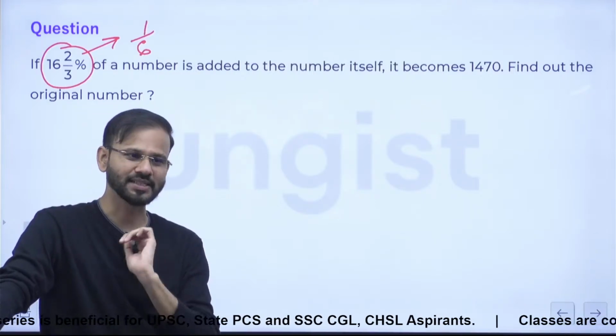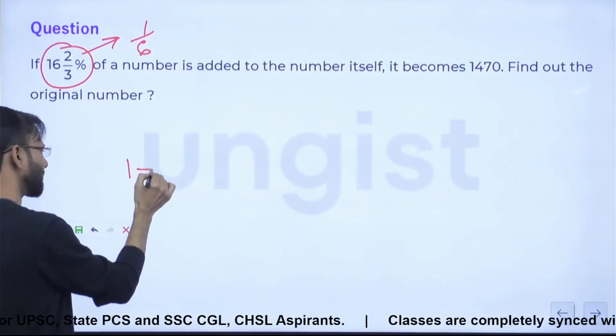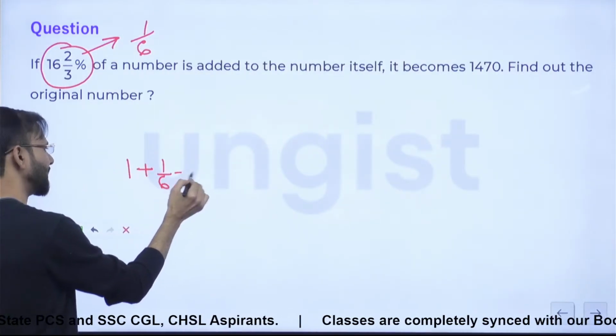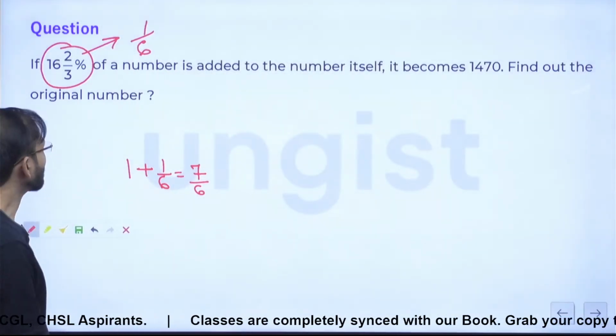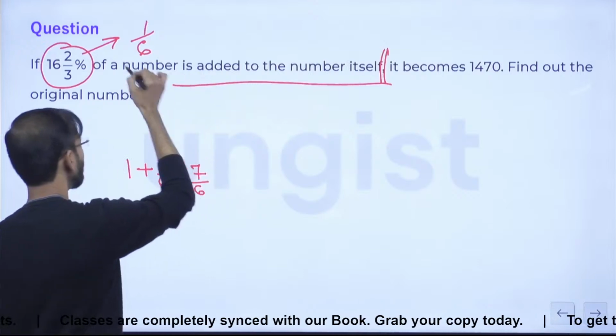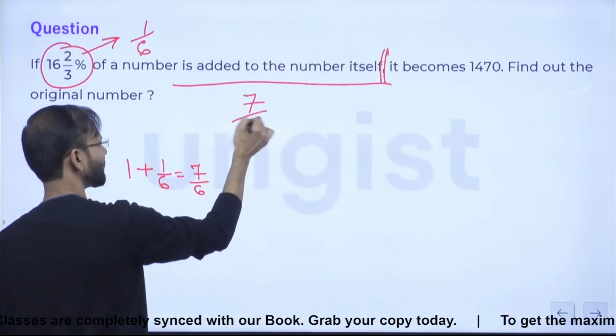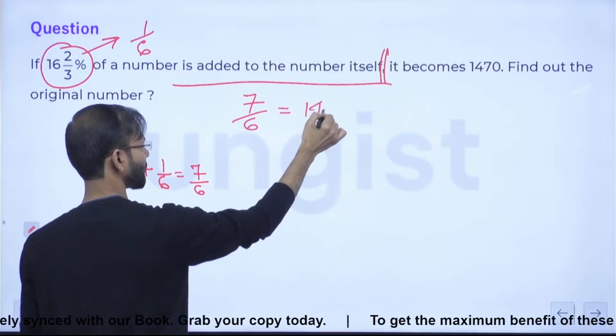Number becomes 7 by 6. See, let's say the number is 1, then 1 plus 1 by 6, the entire value will become 7 by 6. Guys, yes or no? Right? So just by reading this, you can say the value will become 7 by 6 of itself, right? And the question is saying that becomes 1470.